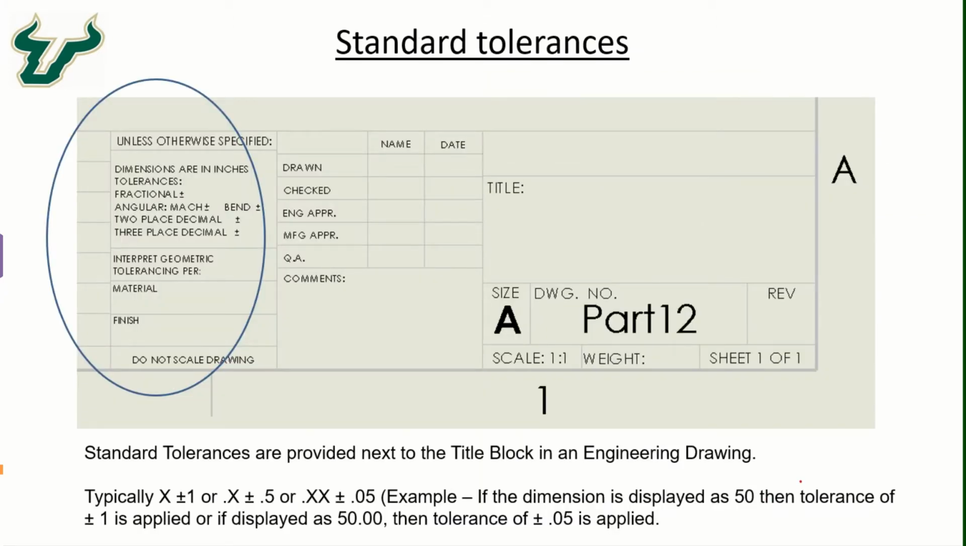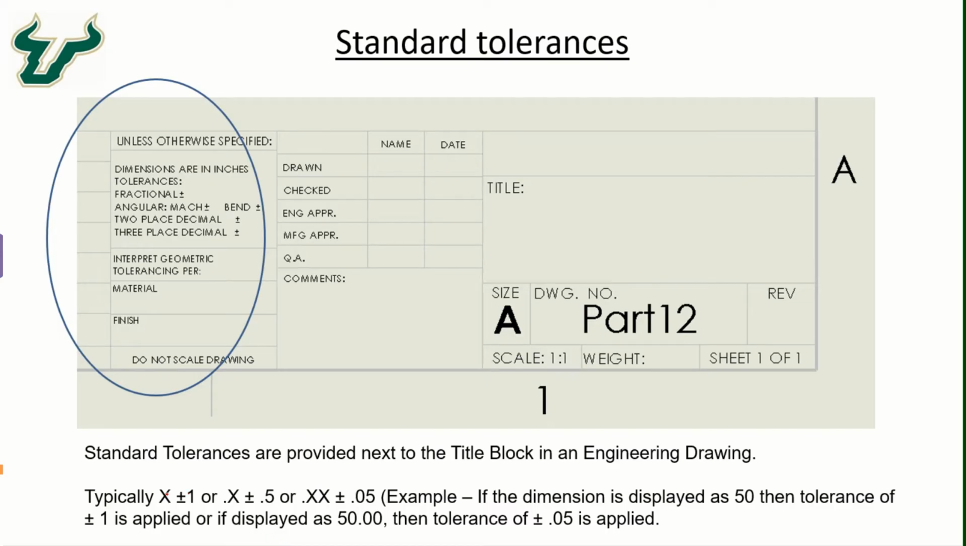Typically, these standard tolerances are provided next to the title block in a drawing, and sometimes the typical values are also assigned because it is impossible to create a part with different tolerances assigned to different surfaces or edges. That would require a highly precise manufacturing operation, and it will become very expensive as well.